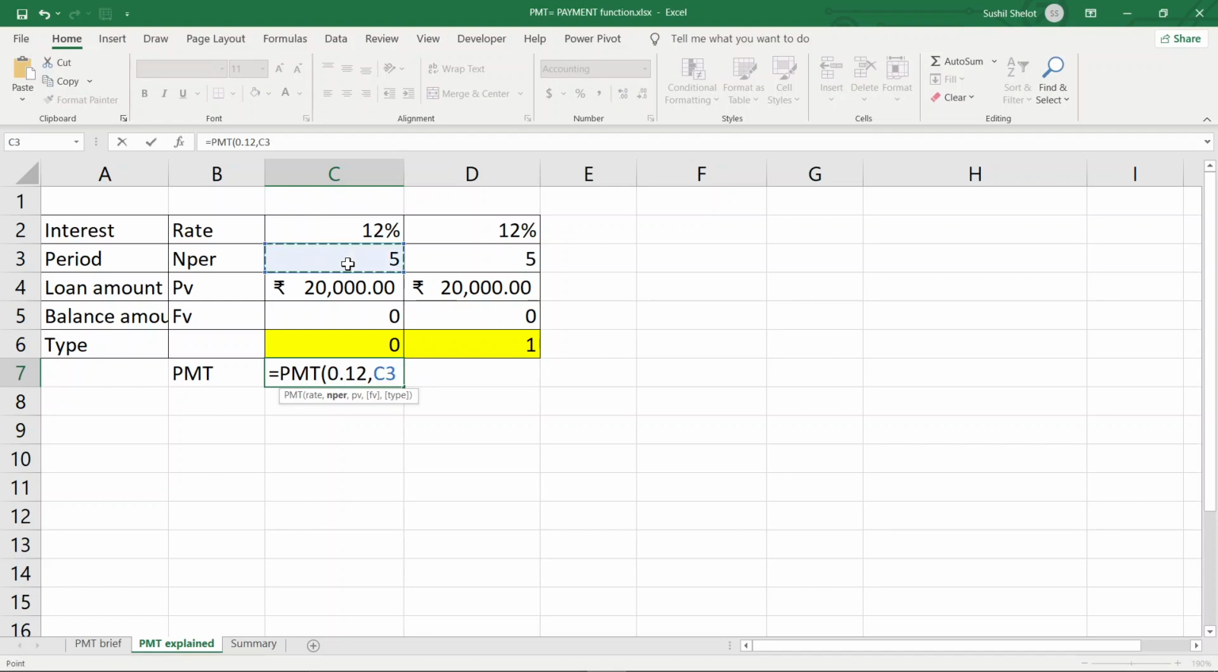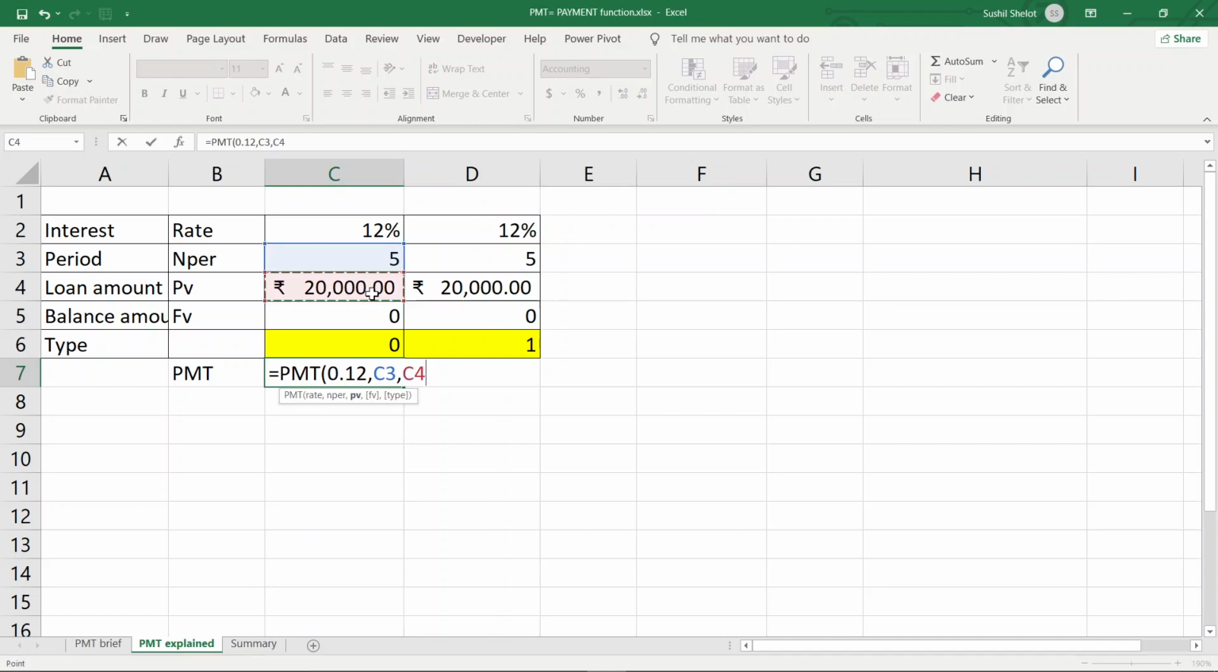So Nper here is 5 years, and I'm going to retain it as C3, that is 5 years. It can be calculated in years or in months or in weeks or in quarters, as I explained earlier. Then the division of this cell will be accordingly. Well, the next thing required here is the PV value, that is 20,000.